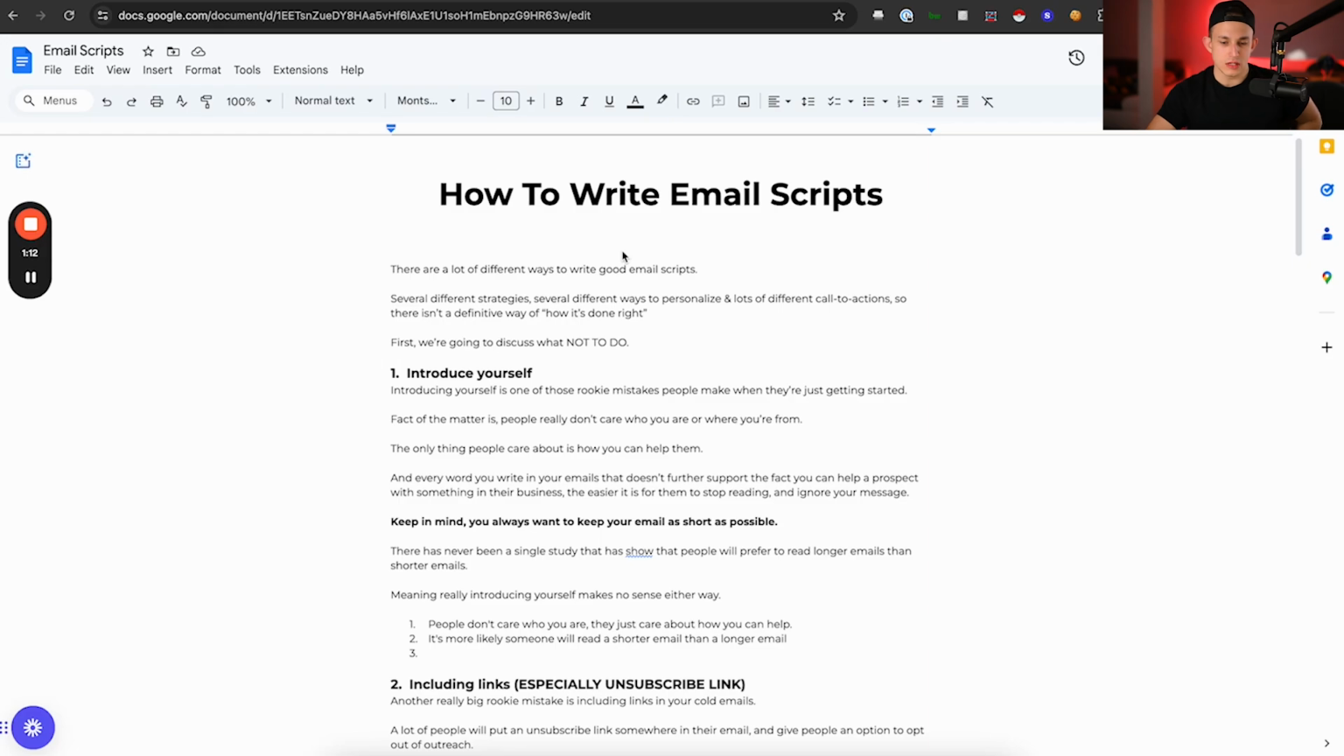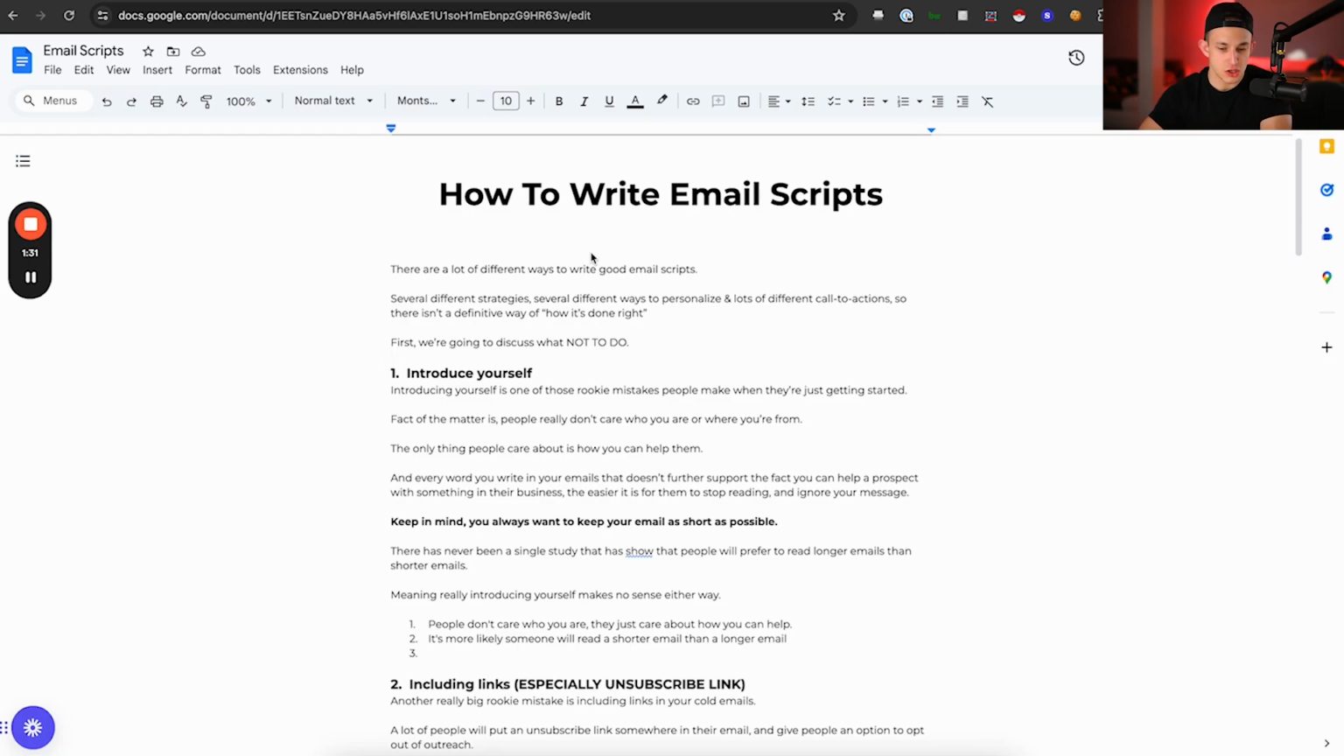Now, there are a lot of different ways to write good email scripts, right? Several different strategies, several different ways of personalization, and a lot of different types of calls to action. And there isn't, again, a definitive way of doing it right. Now, first, we're going to discuss what not to do. These are probably the 5 most common mistakes I see people making.